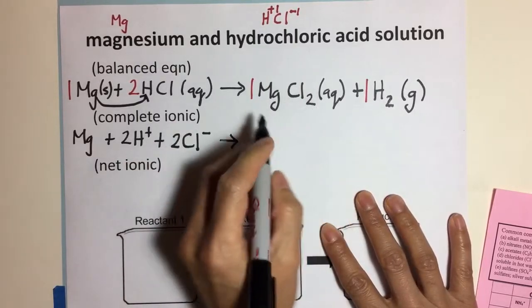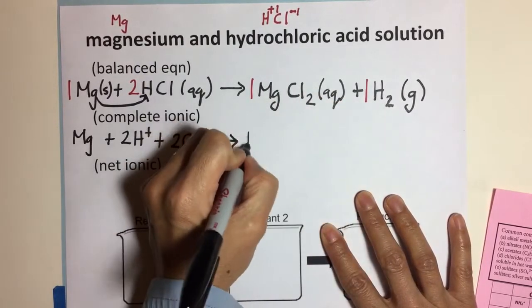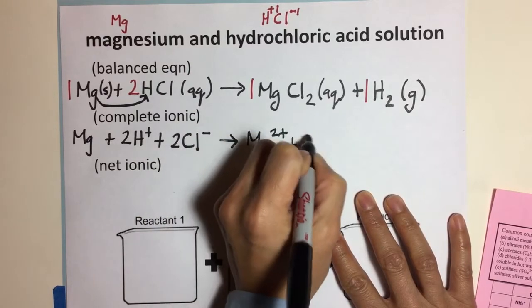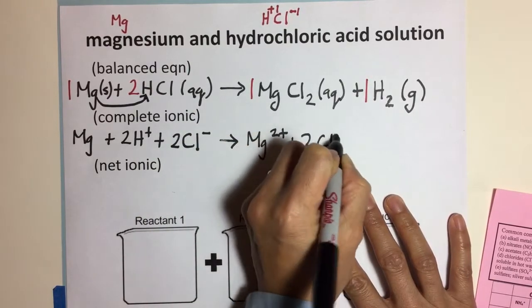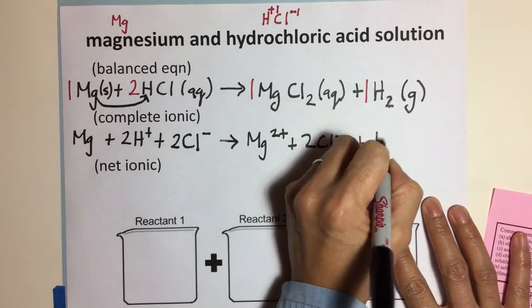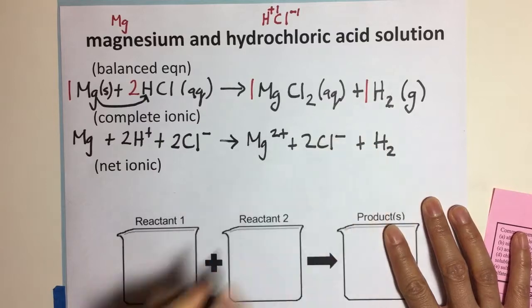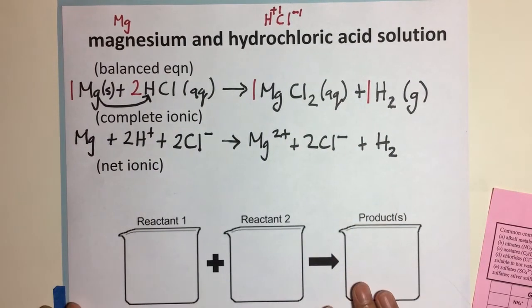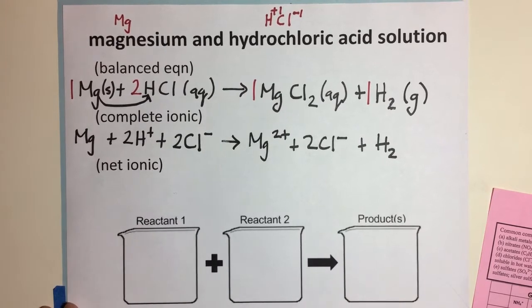So now we look at this substance, and it looks like it's aqueous, so you're going to dissociate into ions. So notice the ions that are formed as a result of the dissociation of magnesium chloride. Now we go to H2. Don't dissociate because it's a gas. Now I'm ready to cancel out my spectator ions.